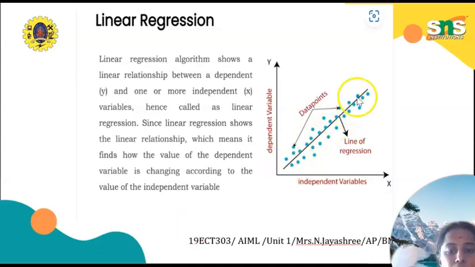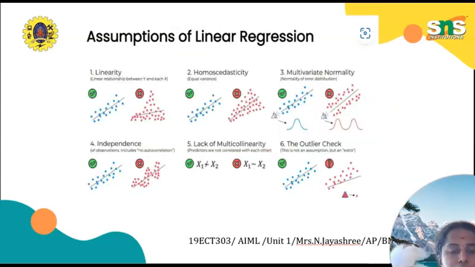The data points are represented around the linear regression line. Above and below this line are nothing but the data points, and the line itself is the line of regression. Okay, so these are the assumptions of linear regression.